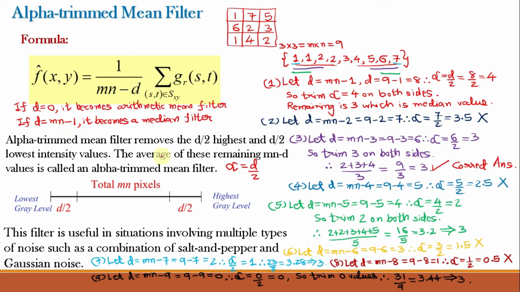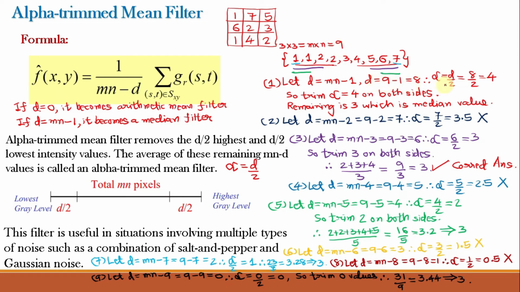So alpha trimmed mean filter removes the d by 2 highest and d by 2 lowest intensity values. The average of the remaining mn minus d values is called the alpha trimmed mean filter. Let us understand this with the same example of our image. So our image is an m cross n image, where mn is equal to 9. Now let us choose the first case of d is equal to mn minus 1. Okay, so let d is equal to mn minus 1, then d will be equal to mn, which is 9, so 9 minus 1 which is equal to 8.